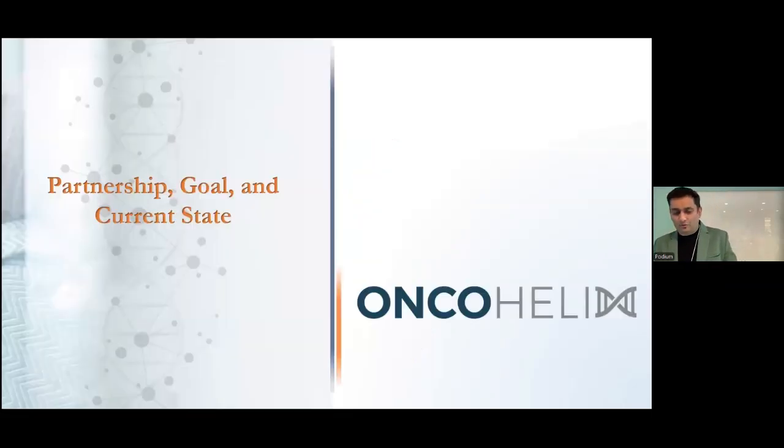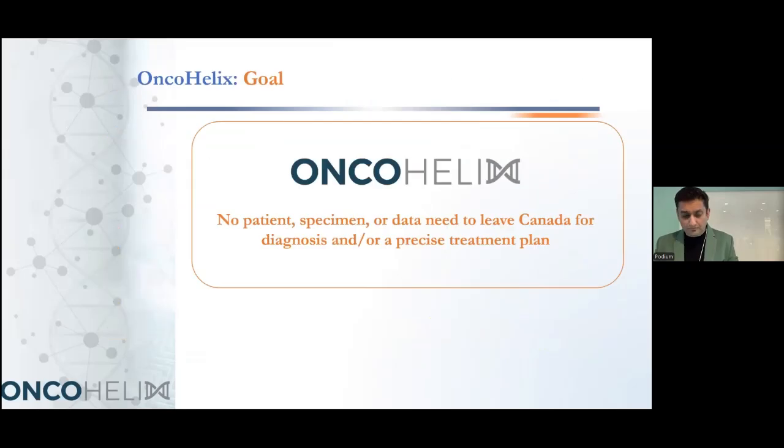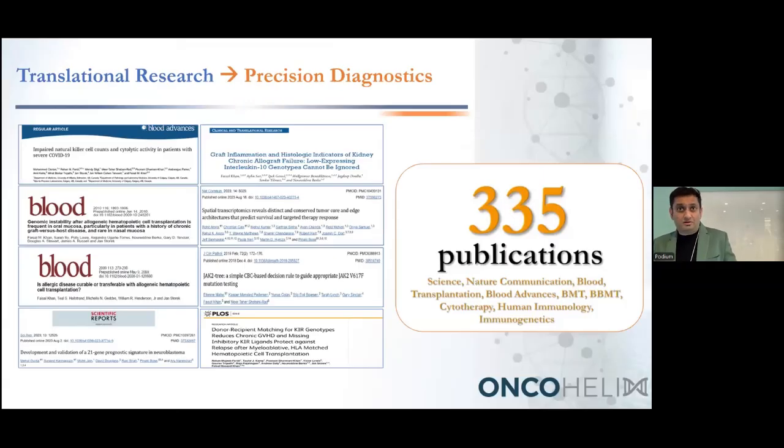Okay, so who are we? We have a very strong partnership with the University of Calgary, where the pre-analytical and post-analytical workflow for any molecular immunology testing is done in OncoHelix. And we use a clinically accredited facility within the University of Calgary to do the sequencing. With a simple goal: no patient, specimen, or data need to leave Canada for the sake of diagnosis or a precise treatment plan. Overall, a strong translational research.